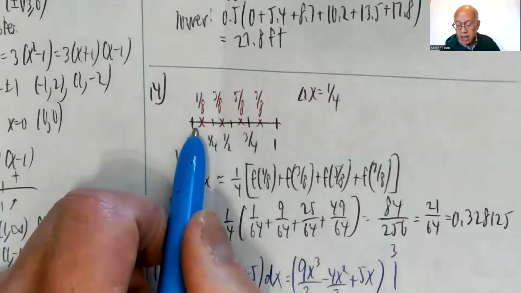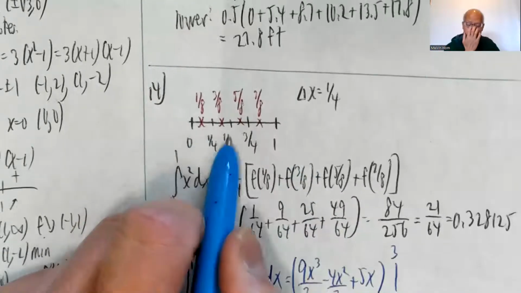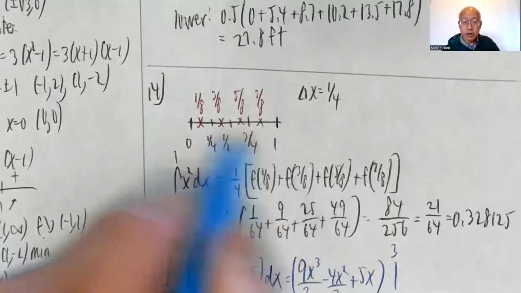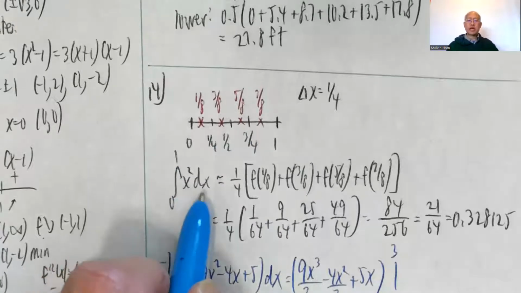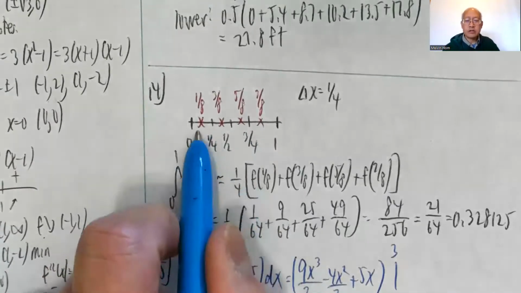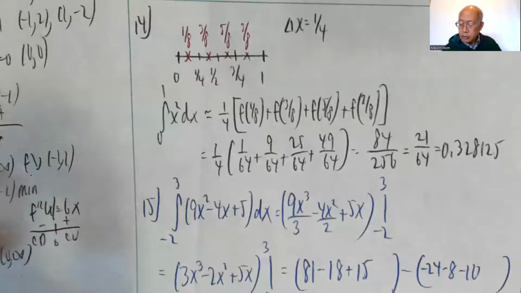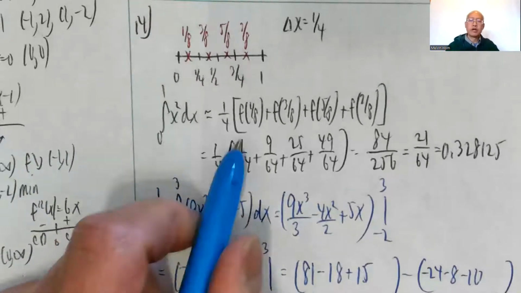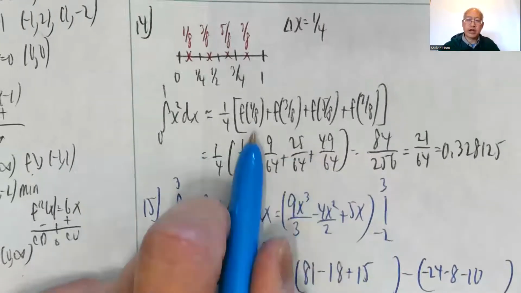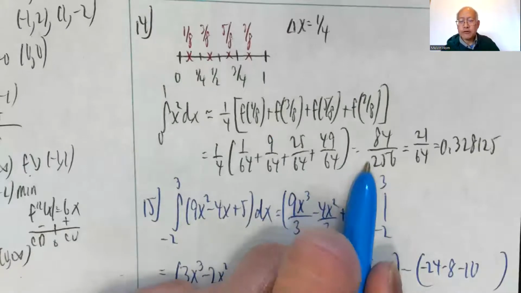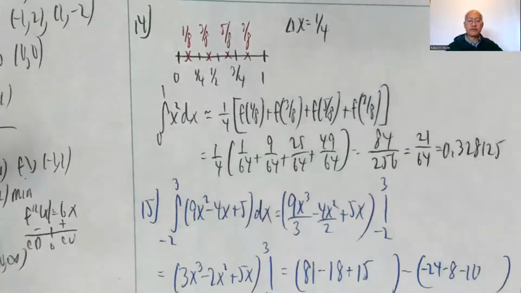14, delta x is 1/4. I'm doing this in fractions. Okay, so 1/4, 1/2, 3/4, and 1. They told us to pick midpoint, so the midpoints are 1/8, 3/8, 5/8, 7/8. So the integral from 0 to 1 of x squared dx is approximately 1/4 times the function values at the midpoints, f of 1/8, f of 3/8, f of 5/8, f of 7/8. We're doing x squared, so 1/64, 9/64, 25/64, 49/64. Those are the function values at the midpoints. 84 over 256 or 21 over 64. If you did it as a decimal, that's fine, 0.328125.